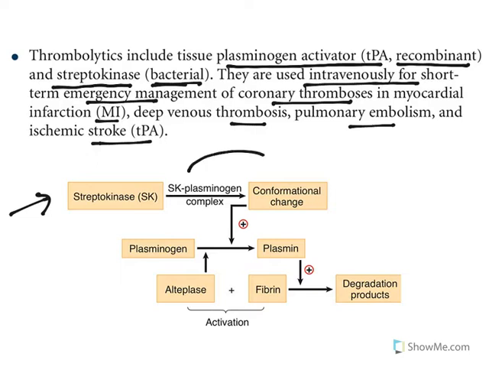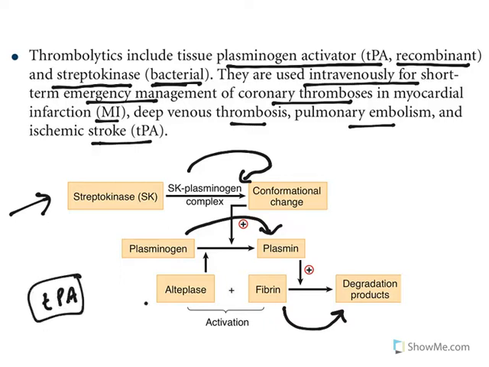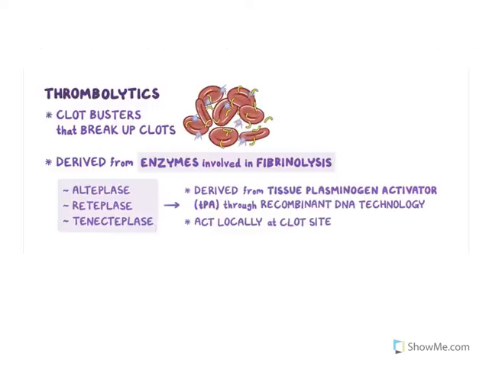Streptokinase forms a complex with plasminogen. The complex formation causes a conformational change which enhances the conversion of plasminogen to plasmin, and plasmin immediately converts fibrin to its degraded products. Whereas the other agents, the recombinant tissue plasminogen activator derivatives like Reteplase and Alteplase, enhance the conversion of plasminogen to plasmin directly and cause fibrin degradation. This is how both of them act.